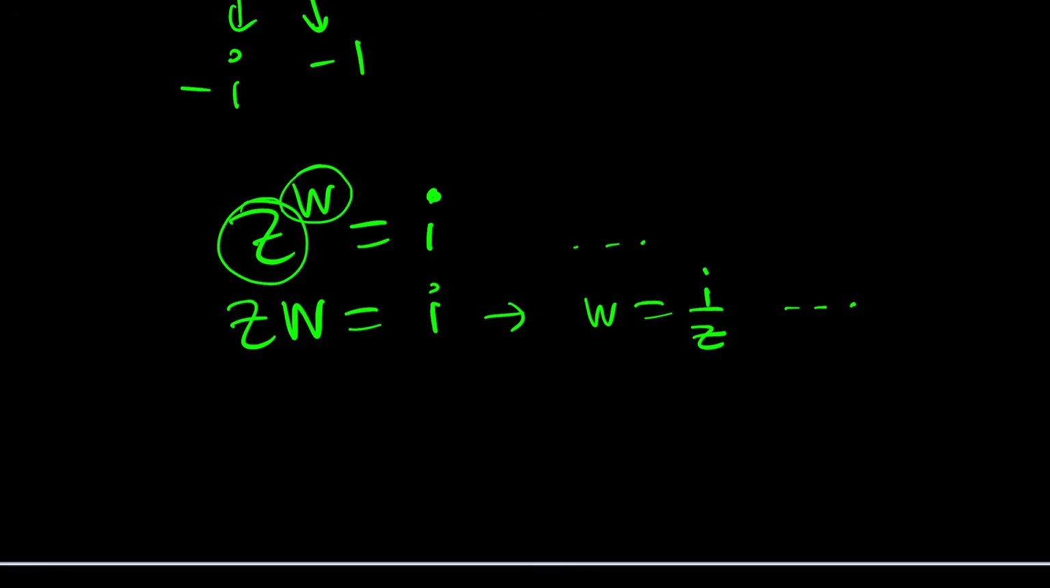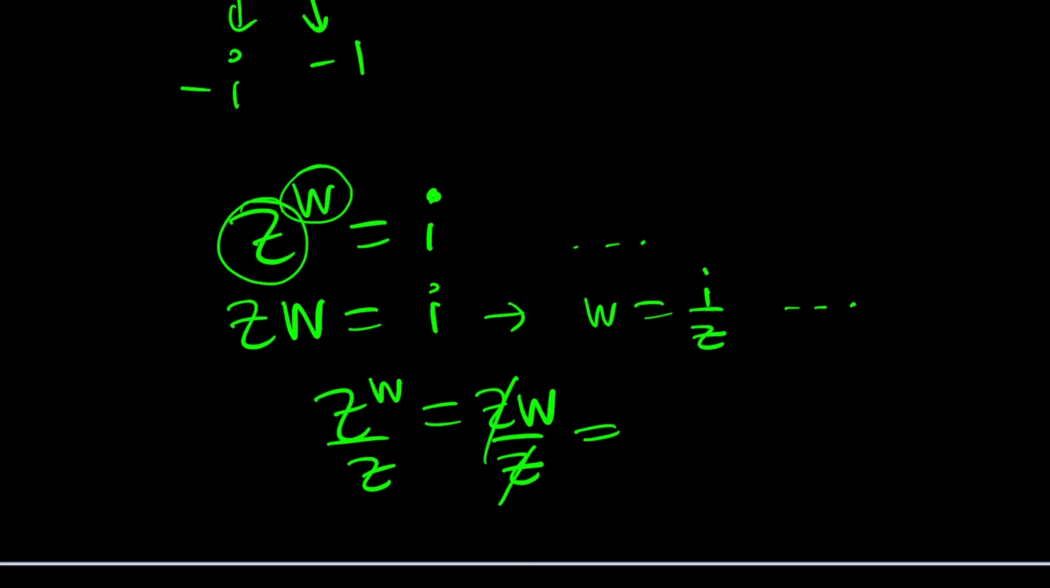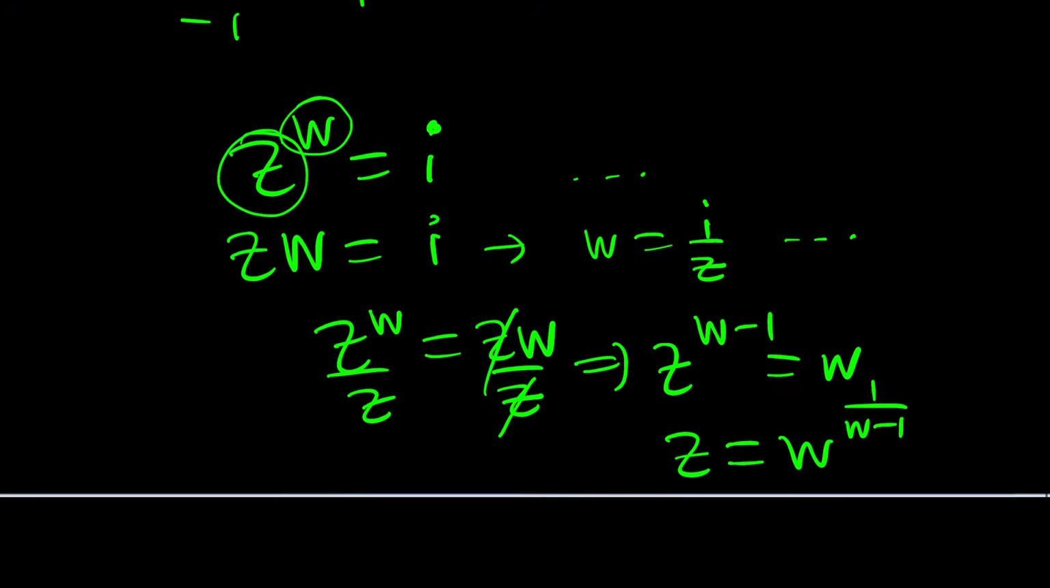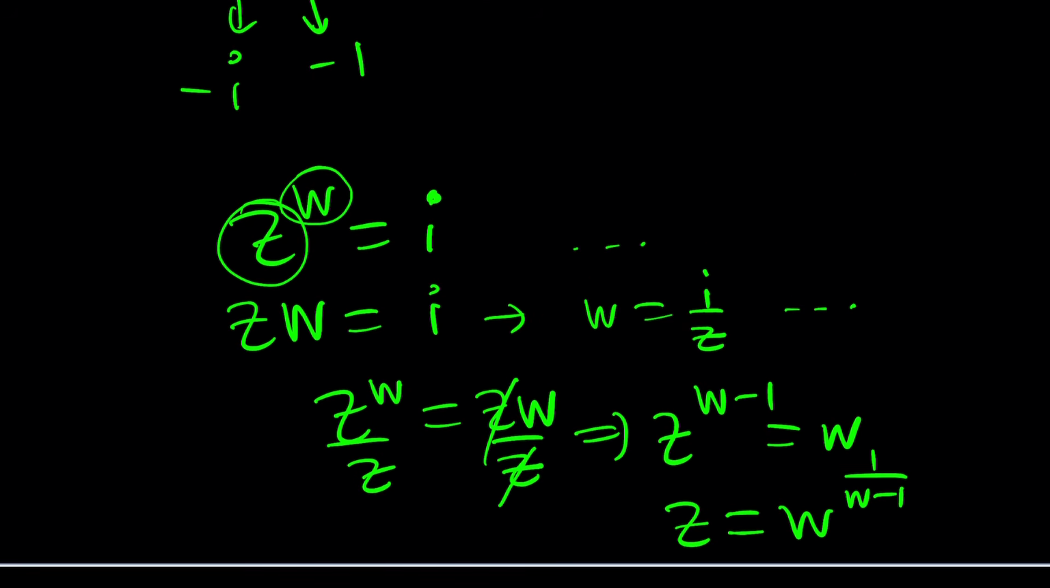Okay? Great. You could also do the following, I think. I don't know if it's going to give you anything different. You can divide both sides by z, and that's going to give you z to the power w minus 1 equals w. So from here, z becomes w to the power 1 over w minus 1. How nice, right? And then you can try to plug this in, and you'll probably get something similar.